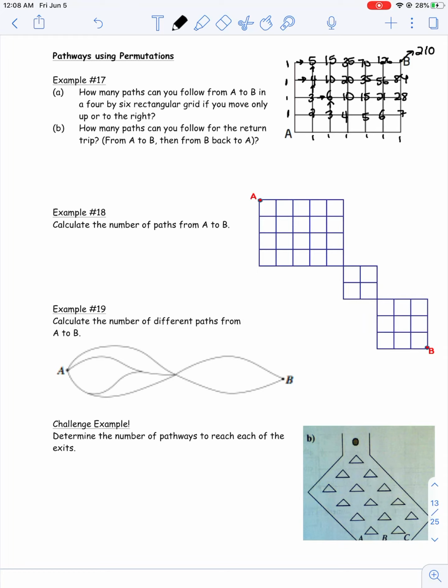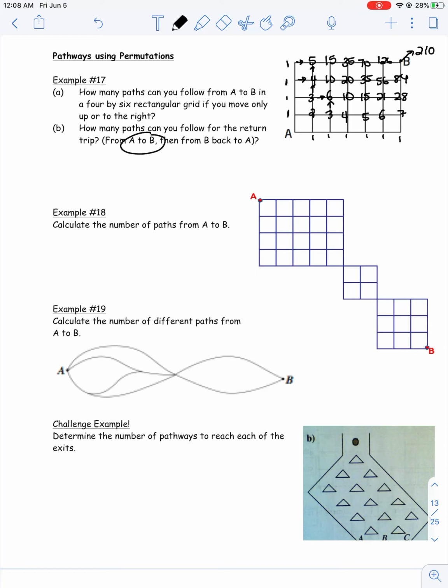So how many paths can you follow for the return trip? From A to B and B to A, it would be the same. If you went from B to A in this case, it would be the exact same answer. Sometimes it could be different, so it's not always the same. So you do want to follow which way it's going. So if it says A to B, go from A to B. Always go towards that second letter.